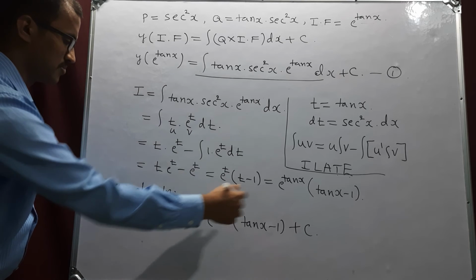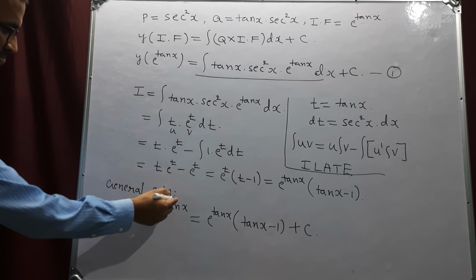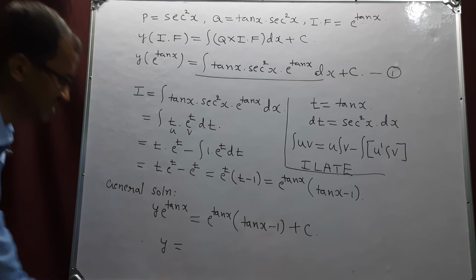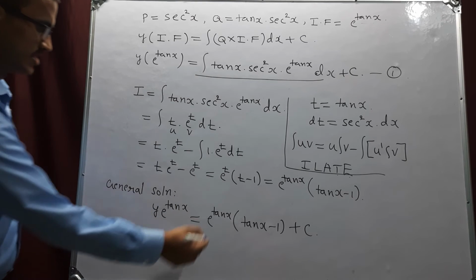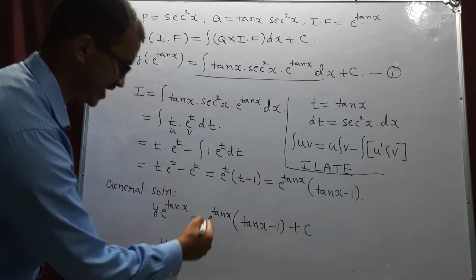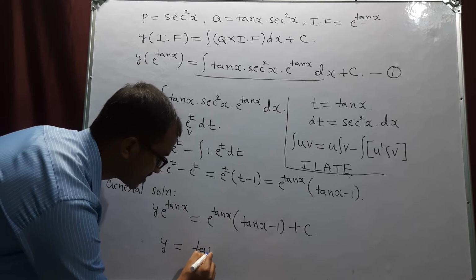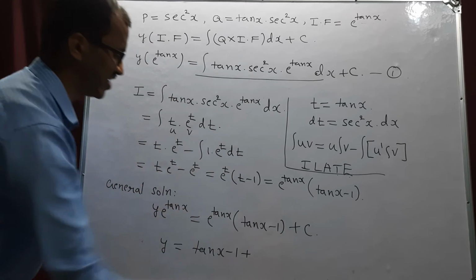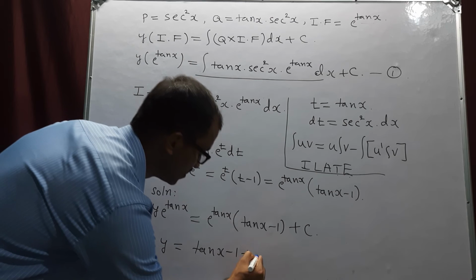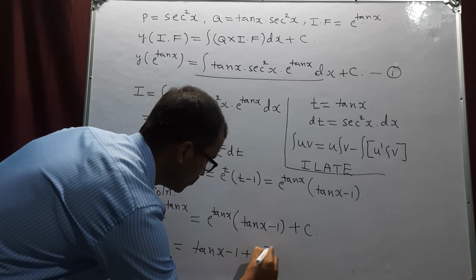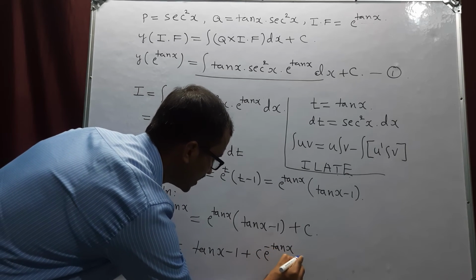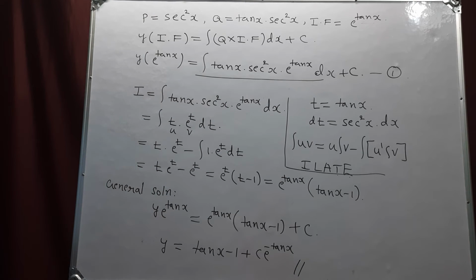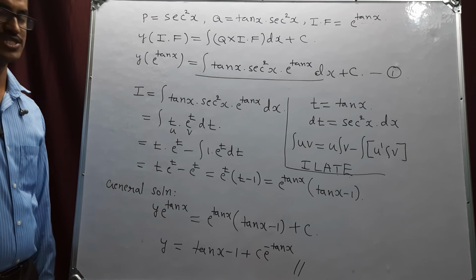If I divide both sides of the equation by e power tan x, the LHS becomes y, e power tan x will get cancelled. Here also e power tan x will get cancelled. That is tan x minus 1 plus here c divided by e power tan x. So that is nothing but c into e power minus tan x. So this is the required solution of the given differential equation.